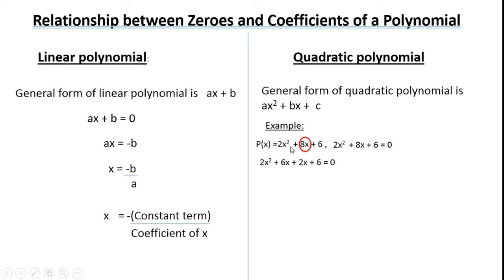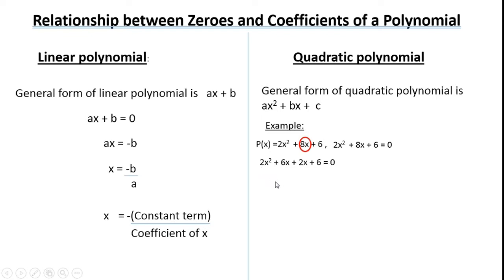See here, 2x square plus 8x plus 6. 6 is the constant. Here a is 2. So we are multiplying this 2 and 6, then 12. So this 12 we are considering as the constant. So 6 into 2 is 12. Now we can write 2x square plus 6x plus 2x plus 6 equal to 0.